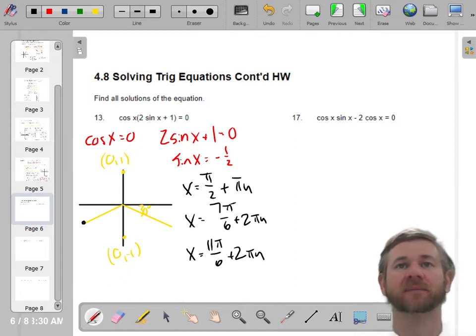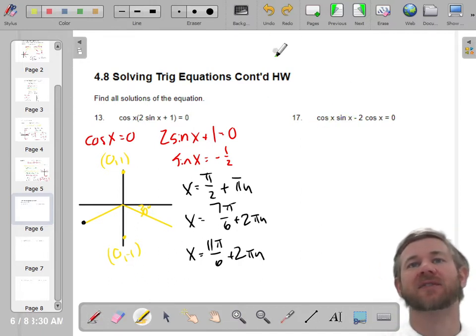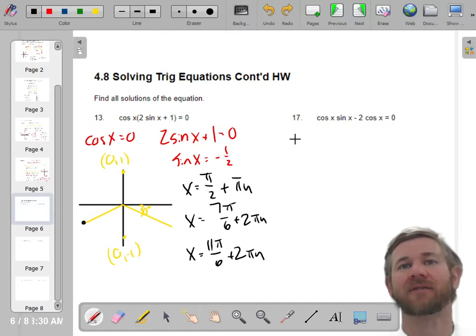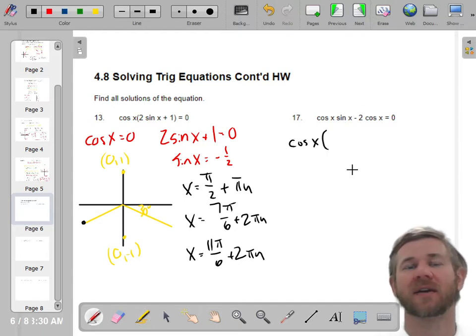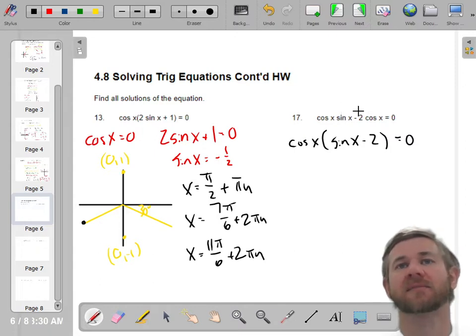Let's keep moving along. The giveaway for the second one that I know I have to factor is that I have a sine and a cosine in the same equation. So I'm going to look for a GCF, which would be cosine. So the cosine of x is going to get factored out. If you factor out the cosine, you have sine of x minus 2.